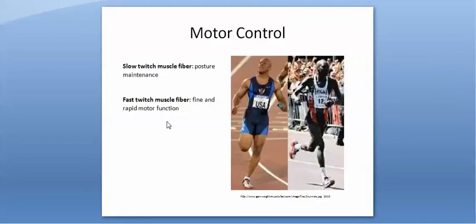Okay. All right, so there are two main muscle fiber types, and there's an intermediate as well. But we have slow twitch and fast twitch muscle fibers. Slow twitch are responsible for posture, whereas fast twitch are responsible for fine and rapid motor function. So here's a fast twitcher, and here's a slow twitch athlete. So think endurance and think sprinter.